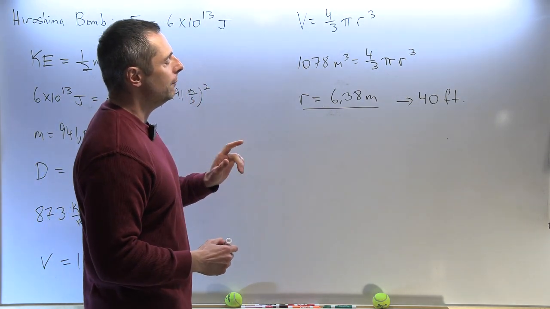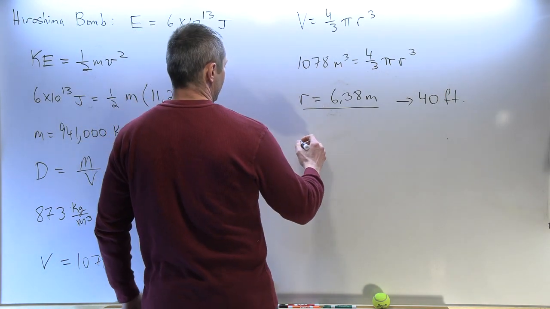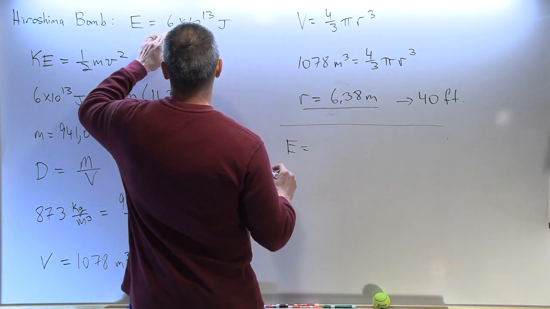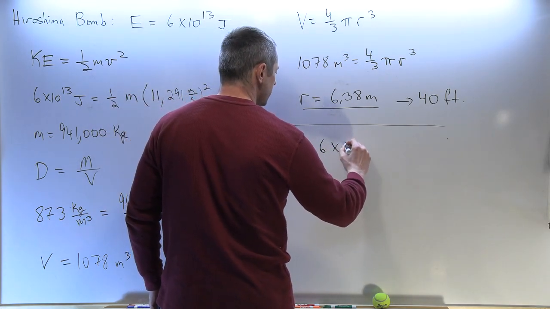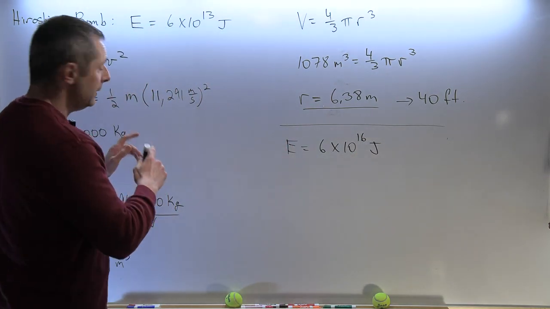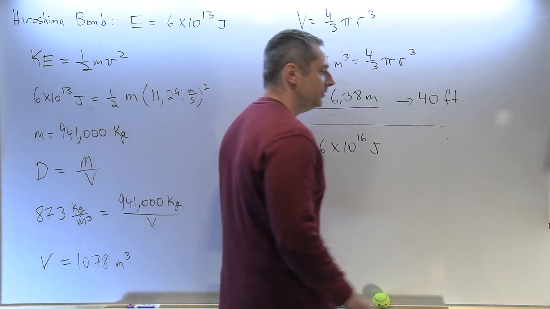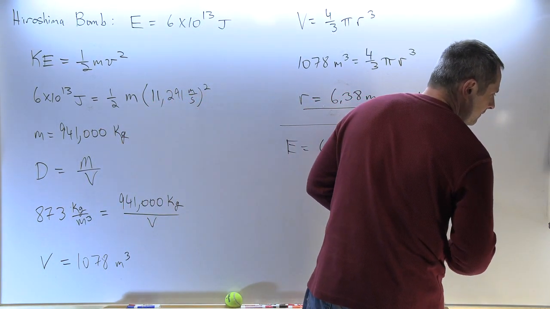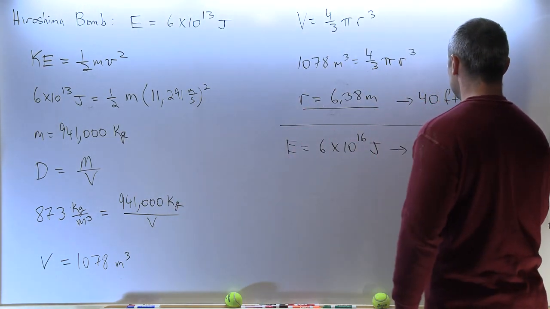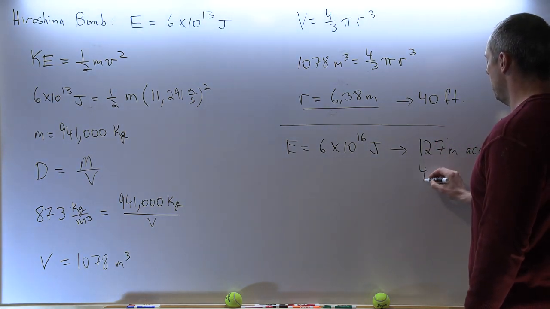So the biggest bomb that the United States ever exploded was 1,000 times, or 6 times 10 to the 16th joules of energy. If you repeat this calculation, I won't, I'll just give you the fun part at the end. What you get for a diameter there is 127 meters across, which is about 400 feet.